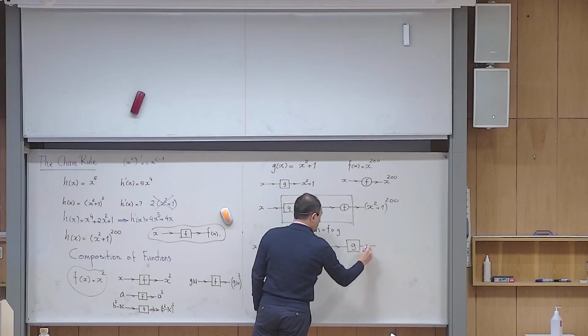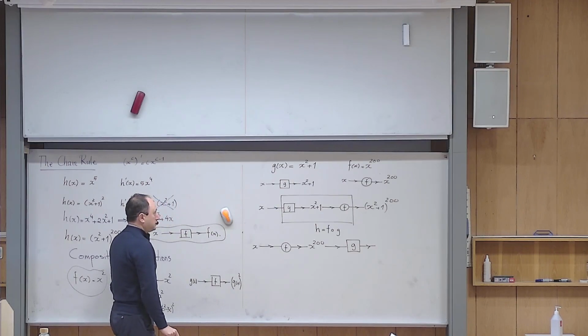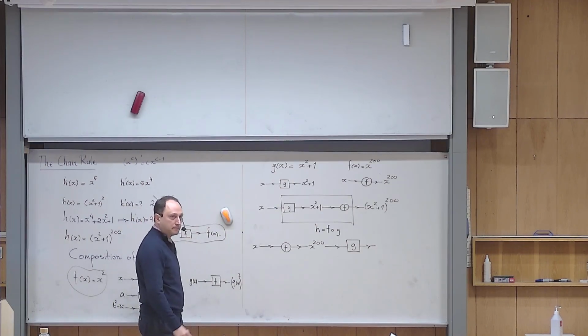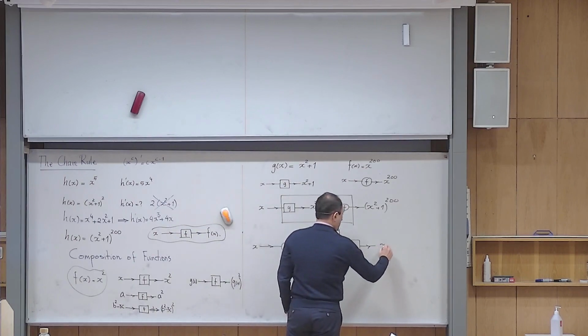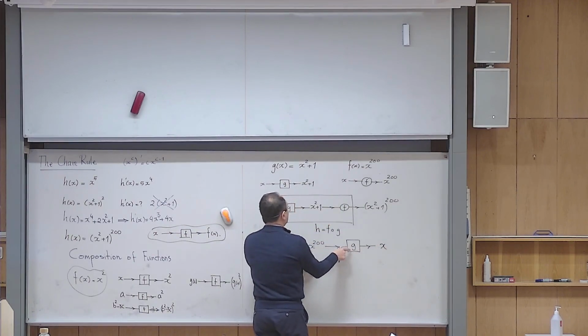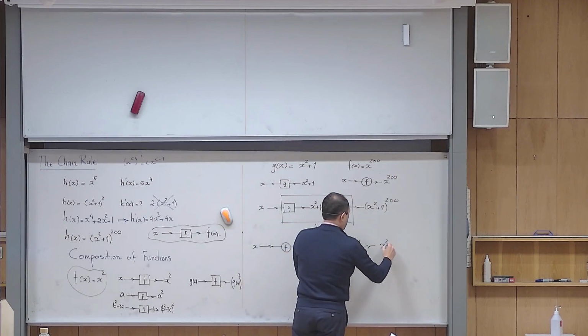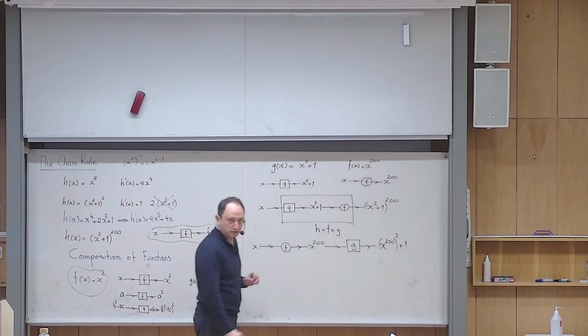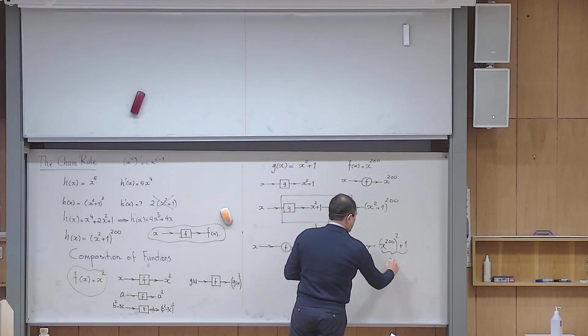But then I will take this and send it to g. So what will be the output here now? What is that? Yes? Exactly, because this is the rule of this one. This will go to this machine and will play the role of the input of this machine. This machine takes the input, squares it, adds 1 to it, and gives it back to me. So this becomes (x to the power of 200) to the power of 2, plus 1. Of course we can write this a little bit simpler, which becomes x to power 400 plus 1.